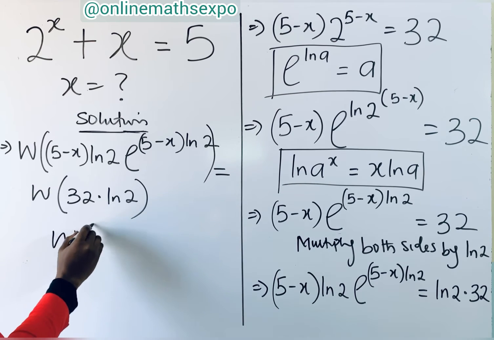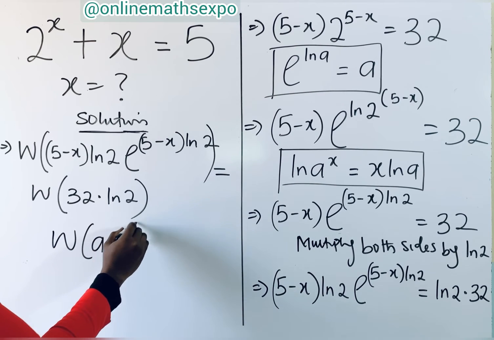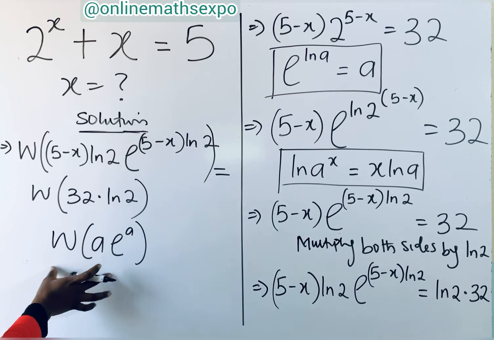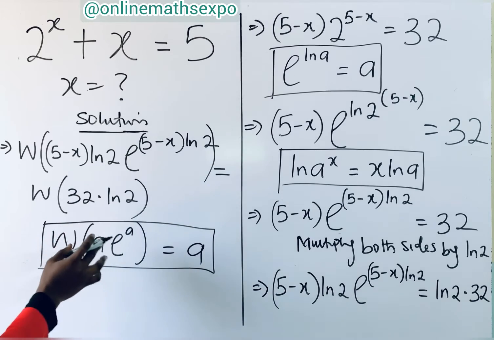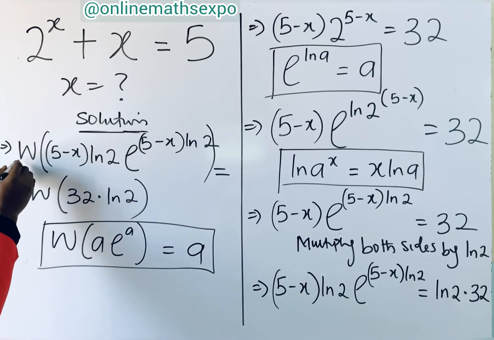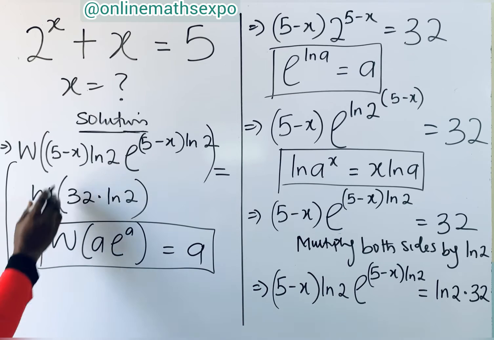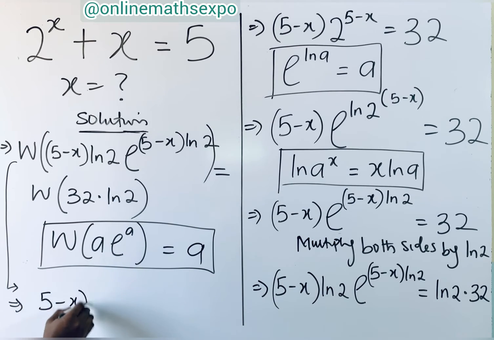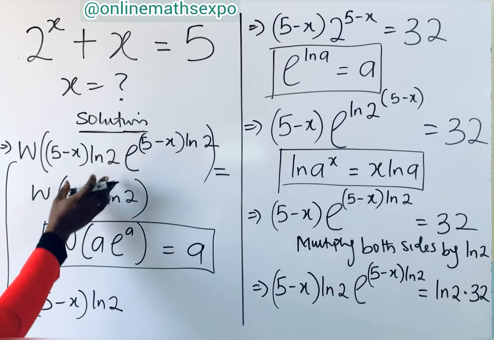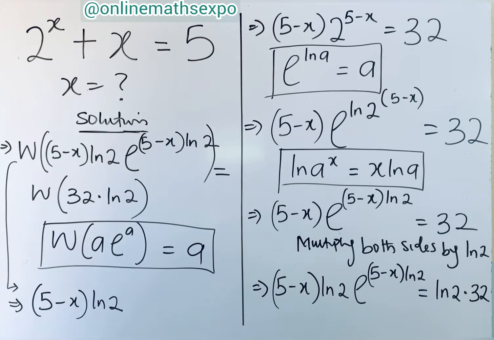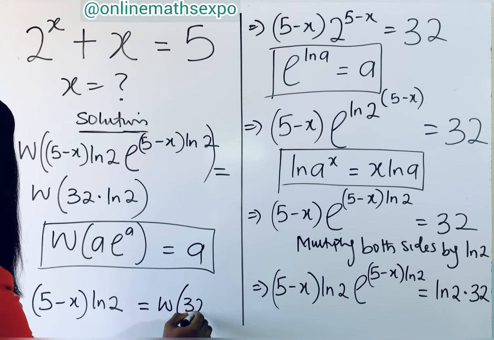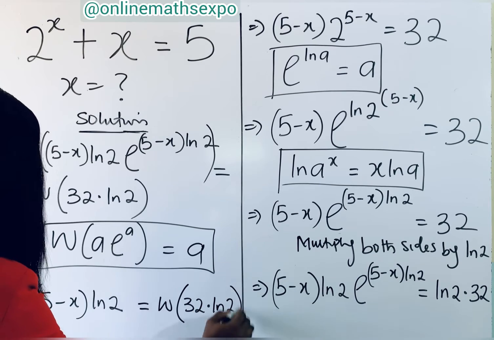Remember, we said for every a multiplied by e to the power of a, when you take the Lambert W function of it, it is equal to a. So we're going to apply this here. Having done that, this will give us 5 minus x ln of 2. What you have here and what you have at the power are the same, so you just pick one of them, and that will be equal to Lambert W function of 32 multiplied by ln of 2.